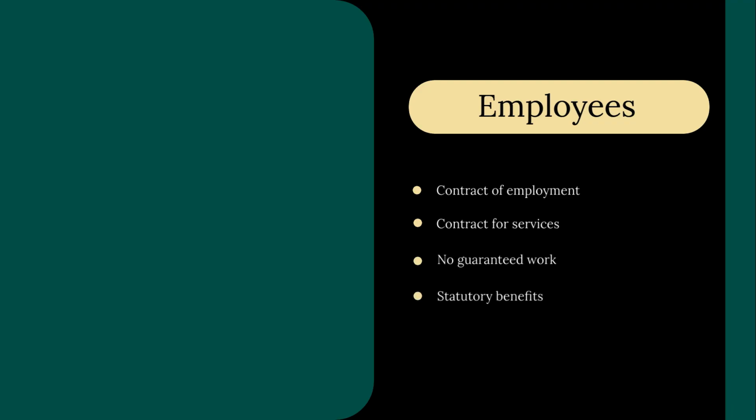Employees have a contract of employment with high job security. Workers have moderate security and operate under a contract for services. Self-employed individuals have no guaranteed work and bear financial risks. Employees enjoy statutory benefits, while others rely on agreements. Control varies significantly among these statuses.